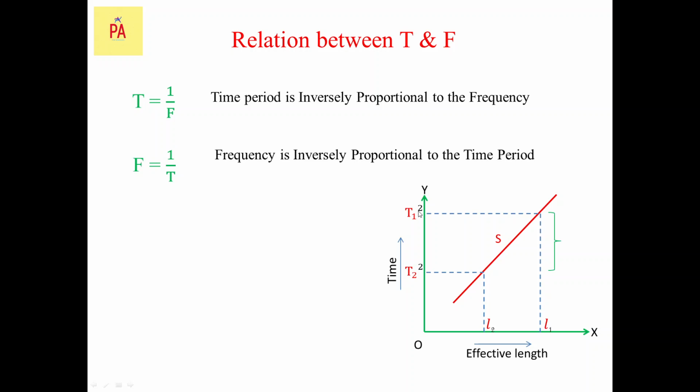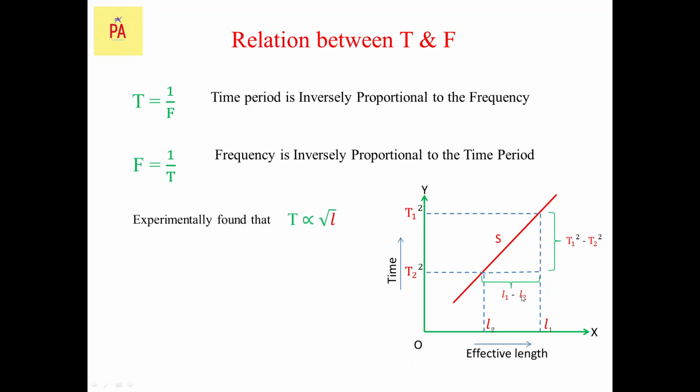Now we will consider the difference along the y-axis. That means this is your del y. That means the difference between this value to this value. So we have taken this one, T1 square minus T2 square. Similarly, we will take the difference along the x-axis also. So that is L1 minus L2. Now it can easily be found out, the slope. Slope we know is equal to the ratio of the difference in the y-axis to the difference in the x-axis. That means T1 square minus T2 square by L1 minus L2.